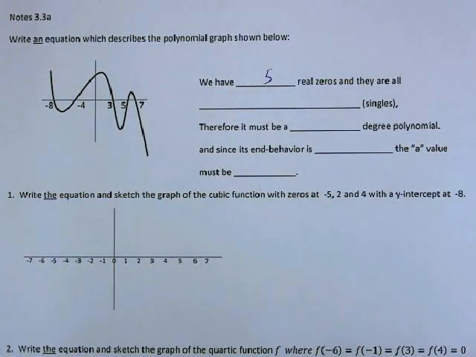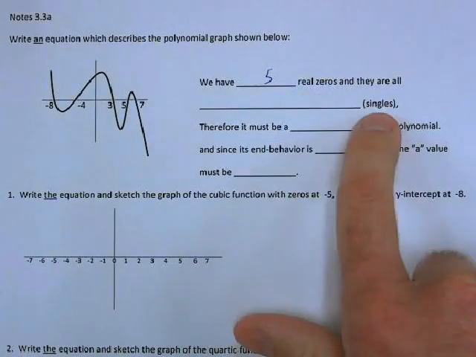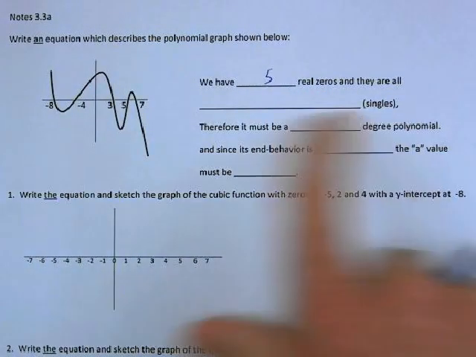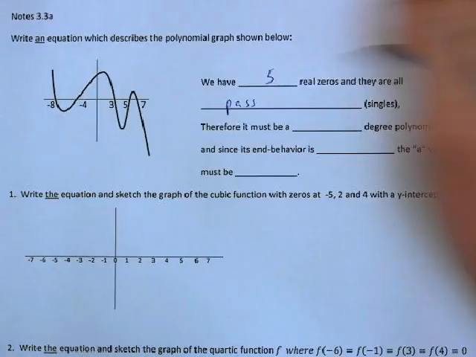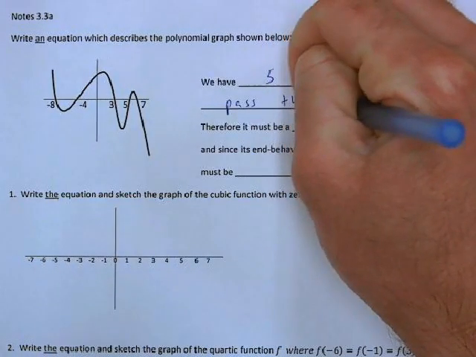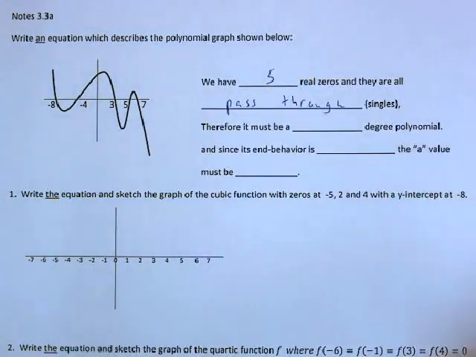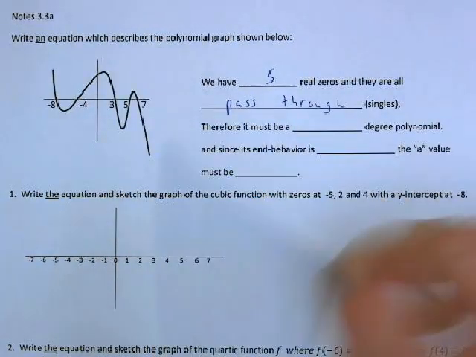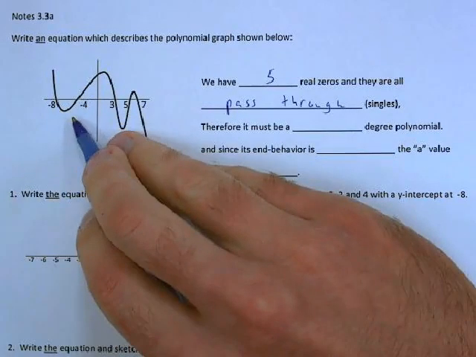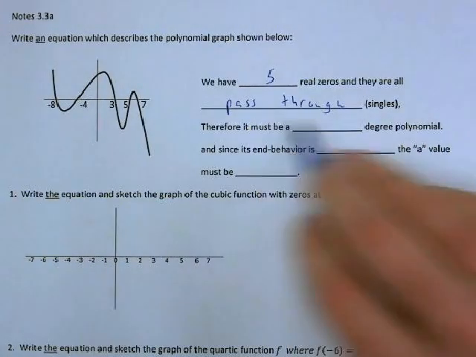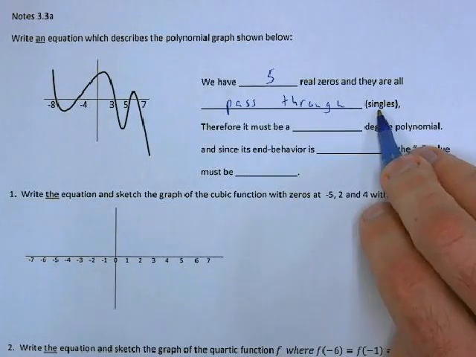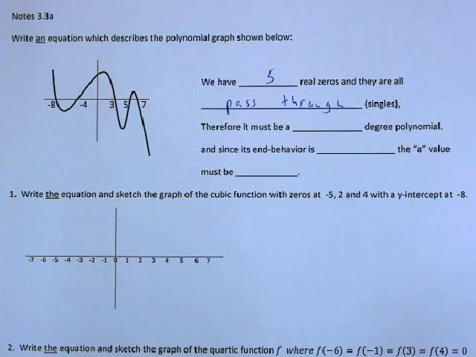Let's see, it says here singles. Another way to say it is they all pass through. Because right at each of our x-intercepts, our curve, our function, is either going to pass through the x-intercept or it might bounce off of it. And that's a big difference there. But since they're all pass through, they're all singles, therefore it must be a what degree polynomial?